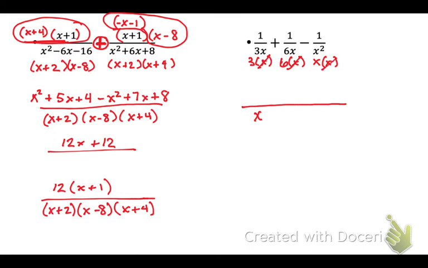So what do I have left? 3, 6, and x. So what's 3 times 6? 18. So I have 18, and then I had x times x is x squared. So that's my denominator. I'm going to write these back because I crossed them out. Oh, it's actually pretty easy.